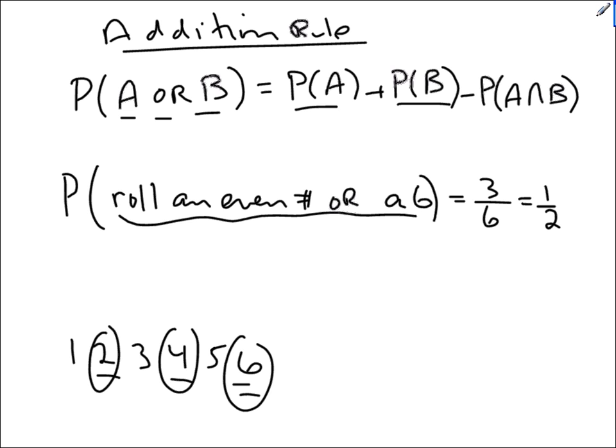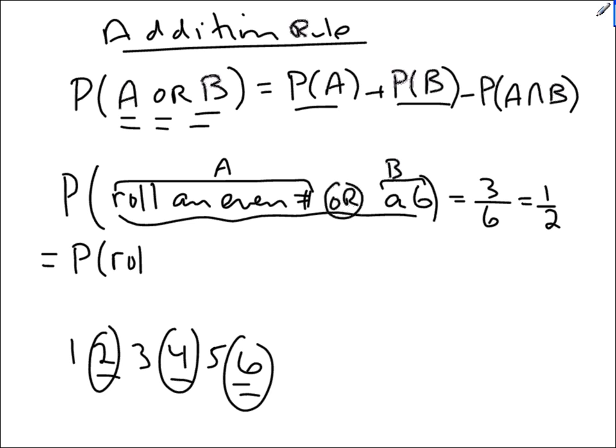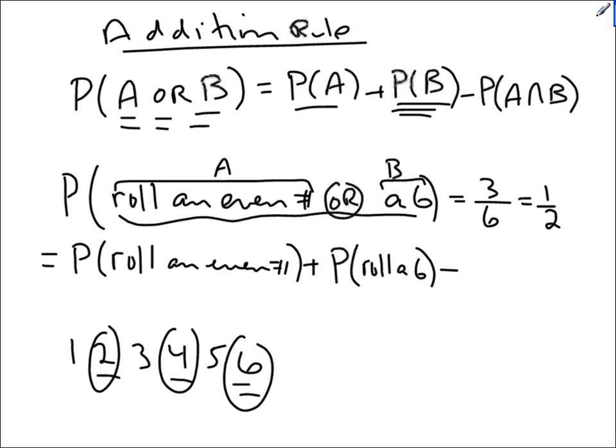The formula is a bit tricky. Call rolling an even number A, or rolling a six, B. So this is, reading the formula above, the probability of A or B is the probability of A, you roll an even number, plus the probability of B, the probability that you roll a six, minus the probability that you roll an even number and a six. Okay.